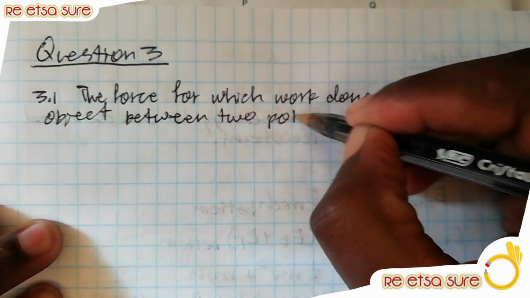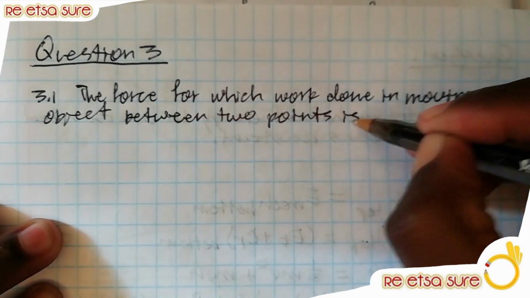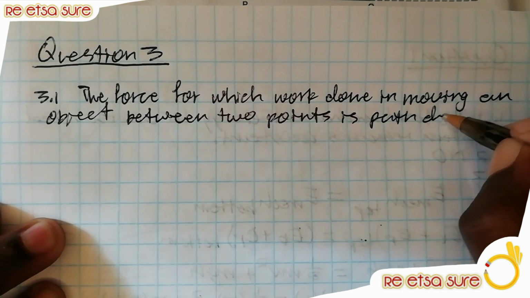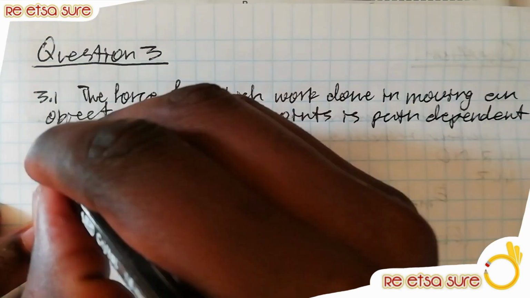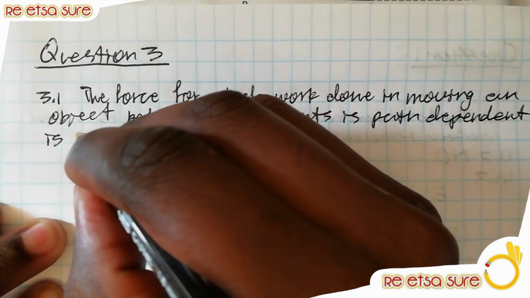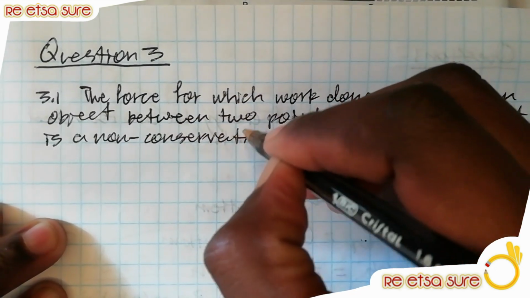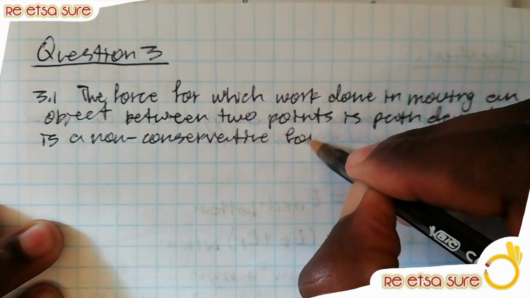2 points is path dependent, is a non-conservative force.